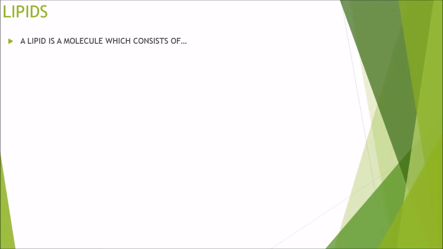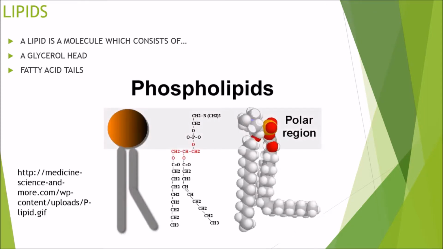Lipids. A lipid is a molecule which consists of, pause here. So a lipid is a molecule which consists of a glycerol head and fatty acid tails. If you've got both of those, give yourself a tick. If you've got anything more, that's probably not a lipid. If you've got anything less, you definitely need to revise the topic of lipids, because these are the two main components of a lipid.